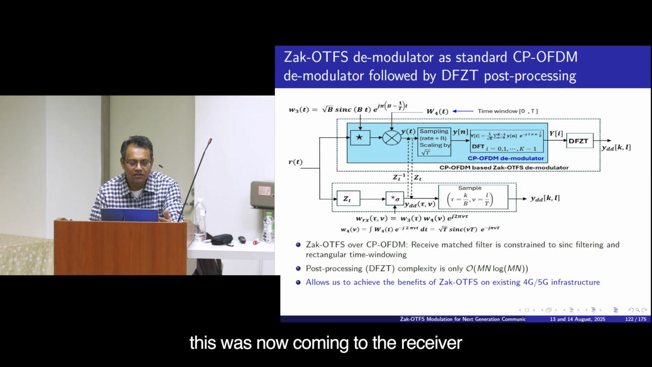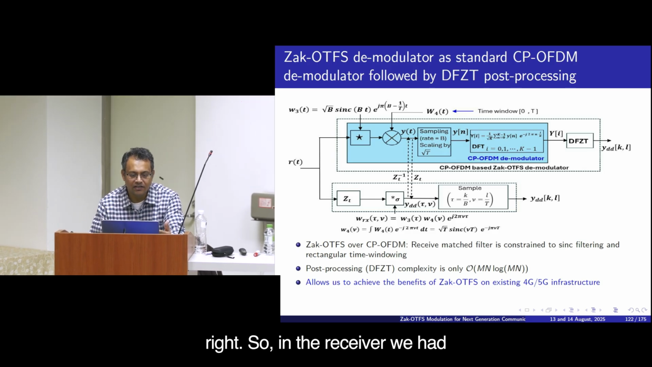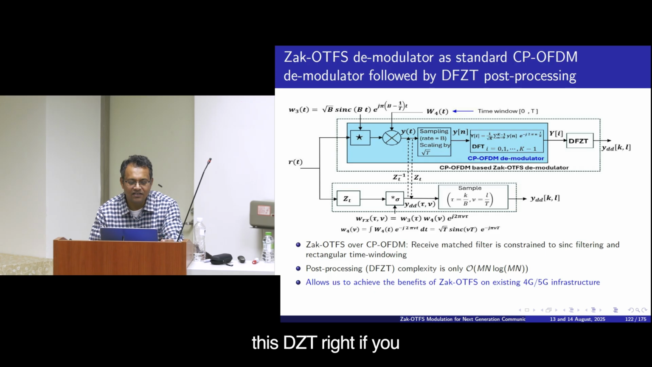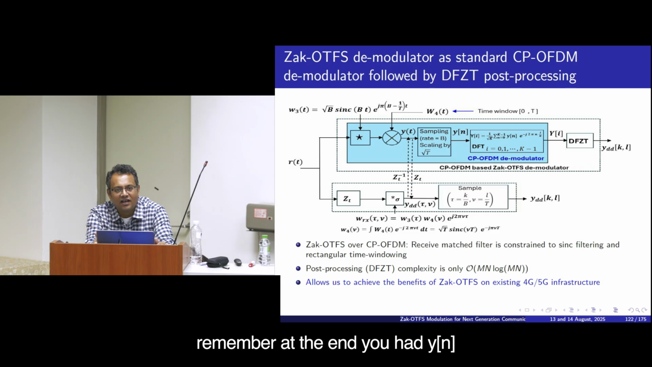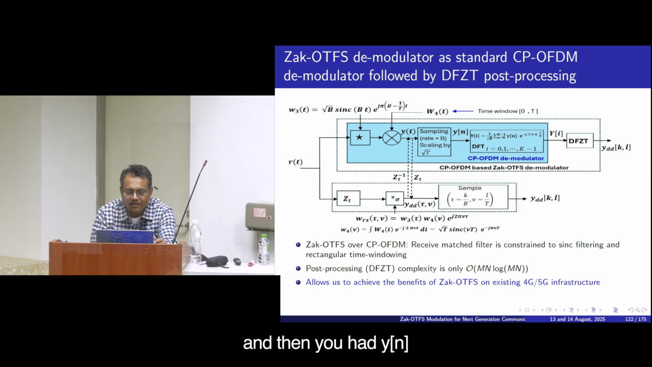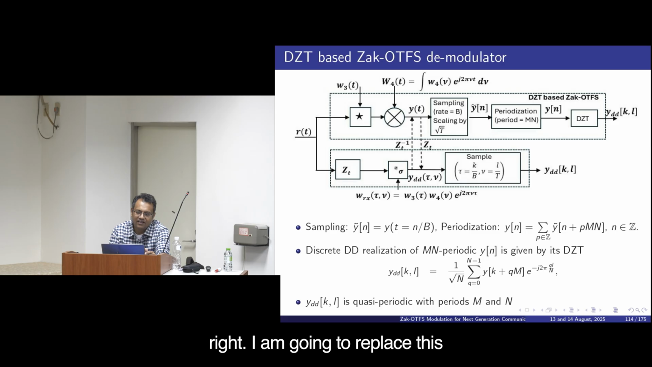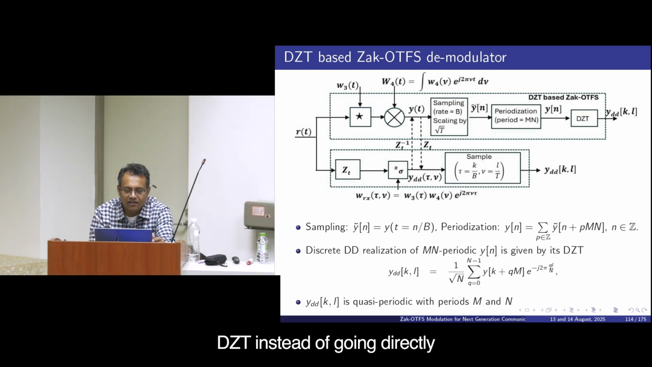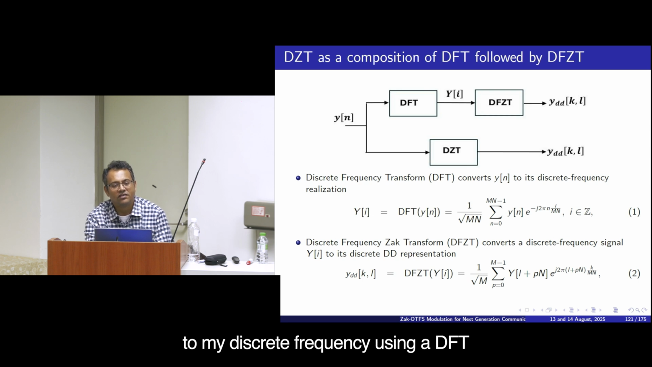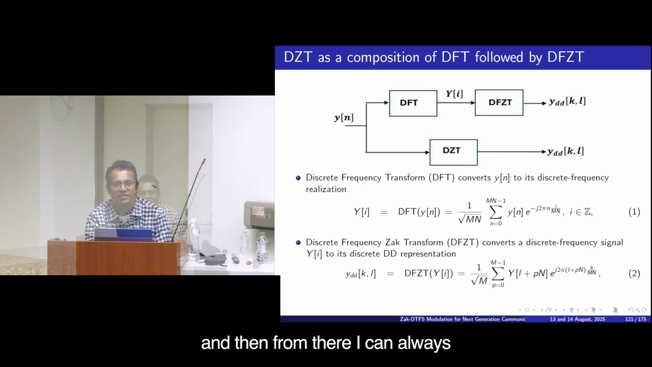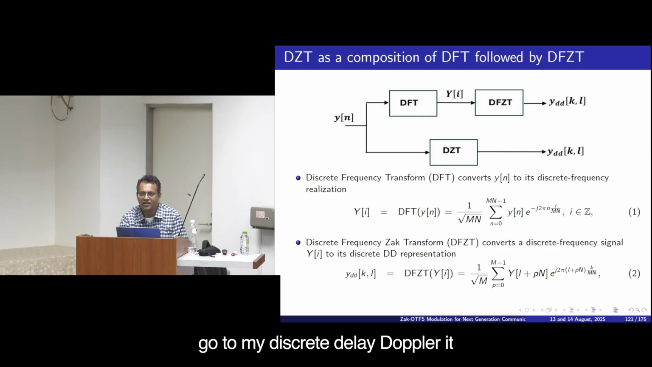But so this was, now coming to the receiver, right. So in the receiver we had this DZT, right. If you remember, at the end you had Yn, and then you have DZT, right. I am going to replace this DZT instead of going directly from the discrete delay Doppler all the way till the time. I will take this Yn, I will first go to my discrete frequency using a DFT, and then from there I can always go to my discrete delay Doppler. It is the opposite of what we did at the transmitter.